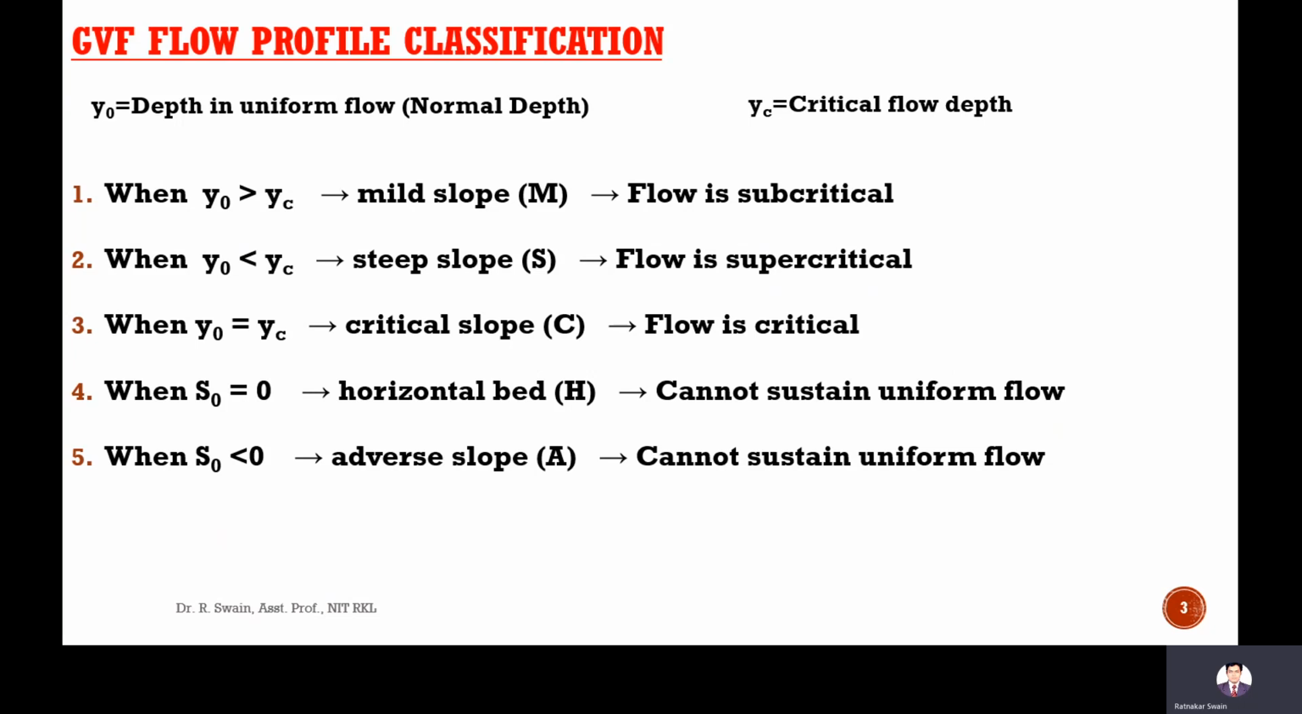And if there is no slope, that is, the bed is horizontal, it cannot sustain uniform flow because the discharge will be 0. Also, when the slope is negative, that means in case of an adverse slope, the discharge cannot be determined if you use Manning's equation. So uniform flow is not sustainable.